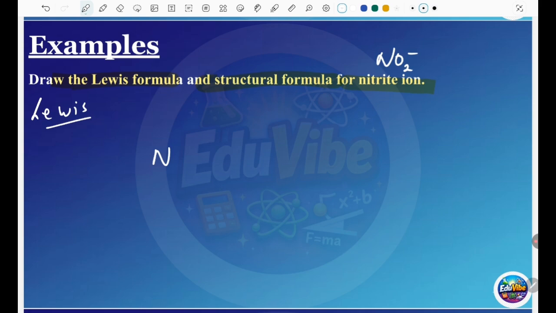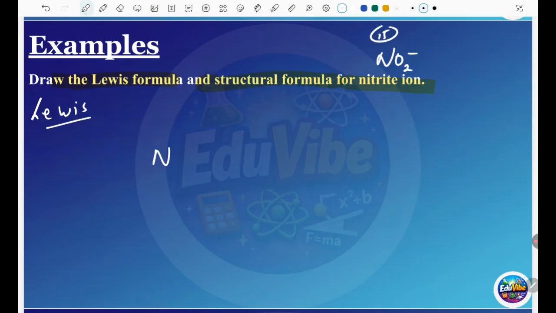So in the outermost shell of N, how many do we have? We have 5 valence electrons for nitrogen. As we have established, nitrogen has 5 of them, because it has 15 protons and after filling the inner shells, we are left with only 5.